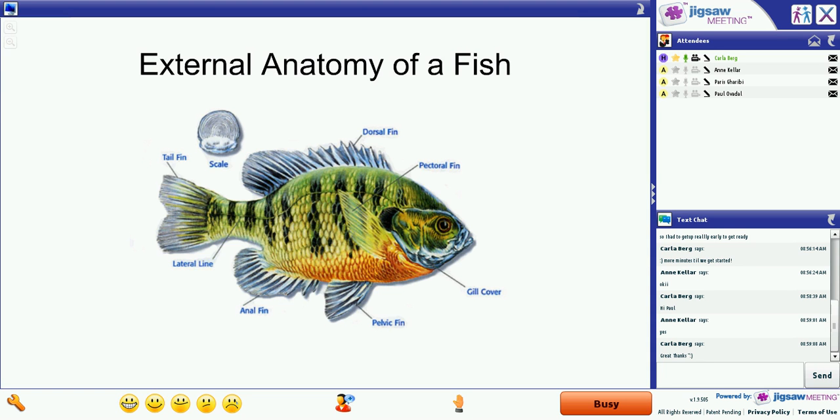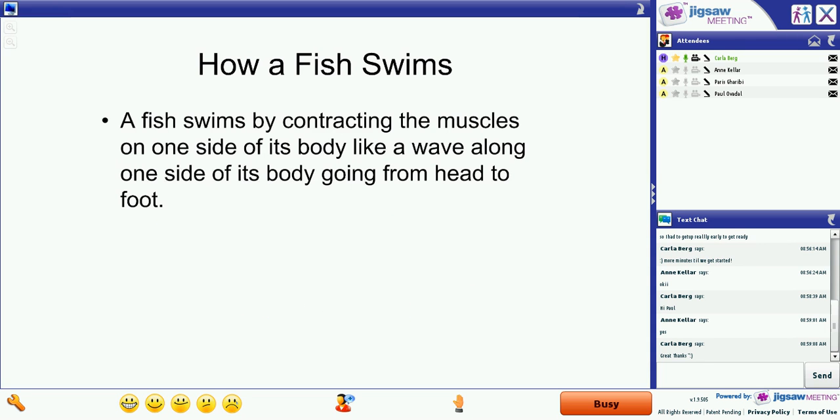We also have the scale, which is up on the top left. That's kind of a zoomed in scale for you to look at. The fins are labeled. In the front of the fish, there's one other thing labeled, and that's called the gill cover. And that is what is used to protect the delicate gills of a fish. So that's kind of an external glimpse of our fish.